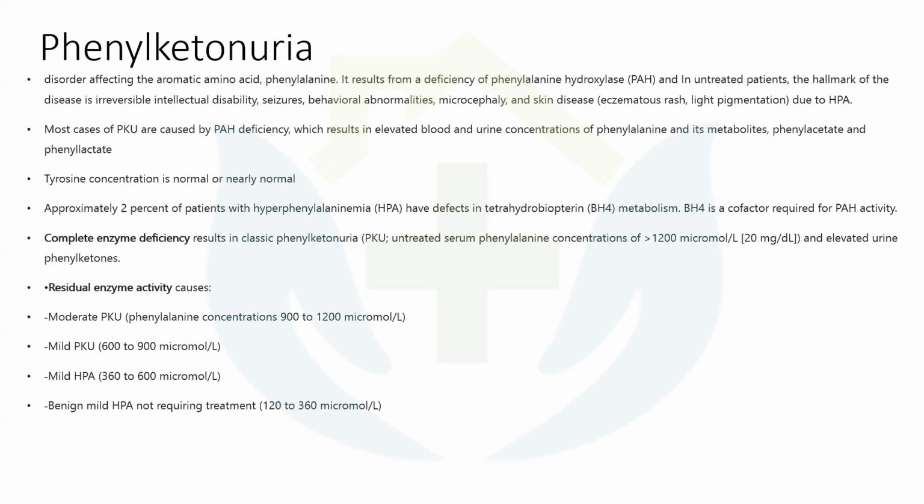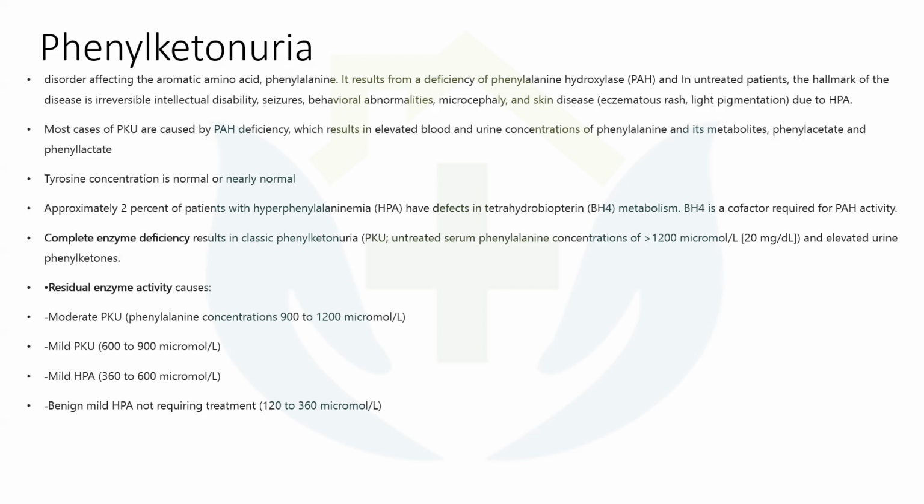It results in increased blood and urine concentration of phenylalanine and its metabolites like phenylacetate and phenyllactate. Phenylalanine itself, and the immediate metabolites like phenylacetate or phenyllactate, will be increased in the blood and urine. But tyrosine is the next metabolite from phenylalanine, so in most cases it will be normal.